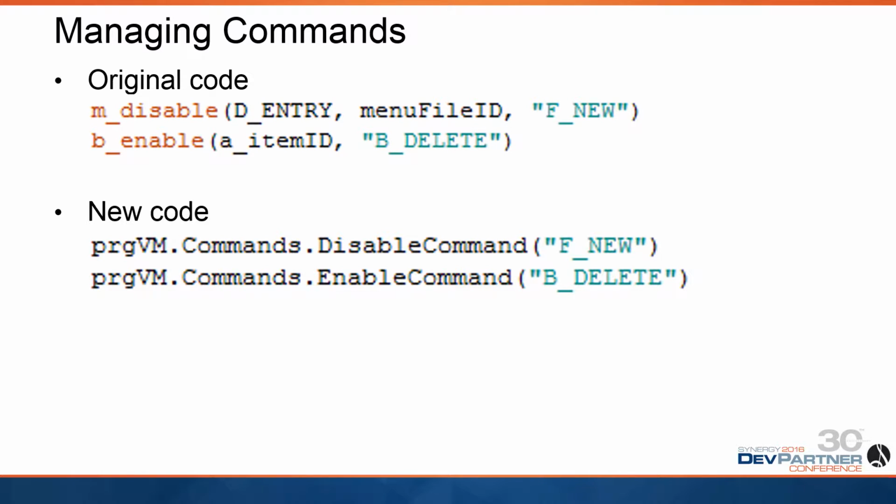So if you want to enable and disable menu entries and buttons, you can, because we've got the disable command and enable command. We've made them a bit more verbose, as opposed to m_disable and b_enable, because we're not talking about a button, we're not talking about a menu, we're talking about a command. The fact that that command may, in the user interface, be attached to a menu or a button, we don't know, and really we just don't care anymore.